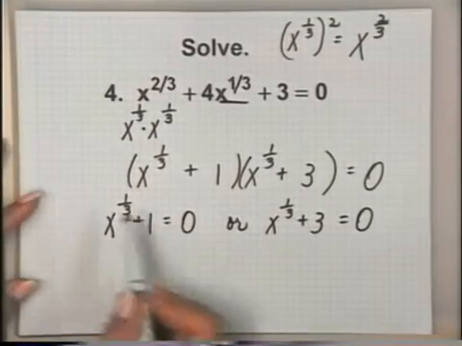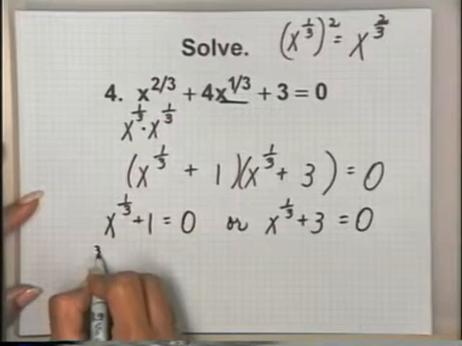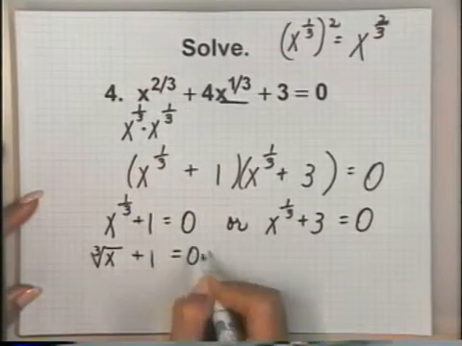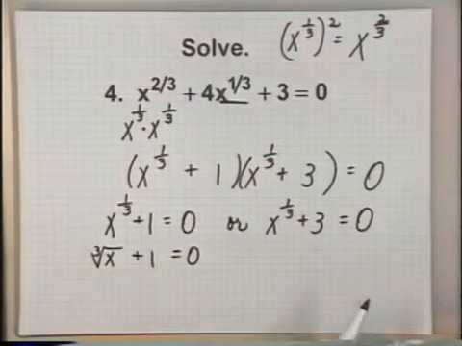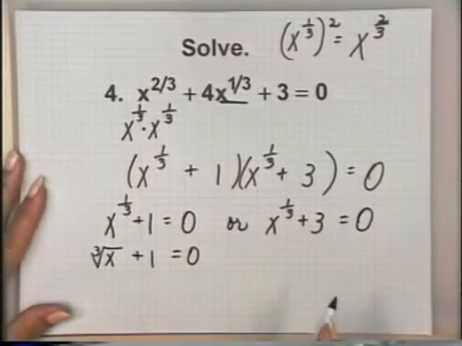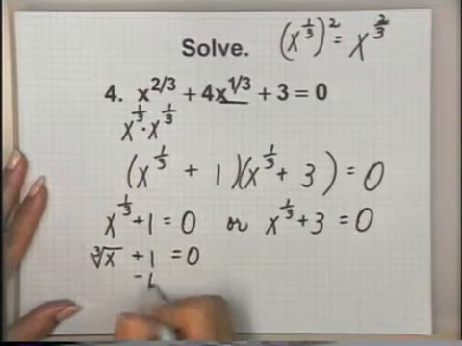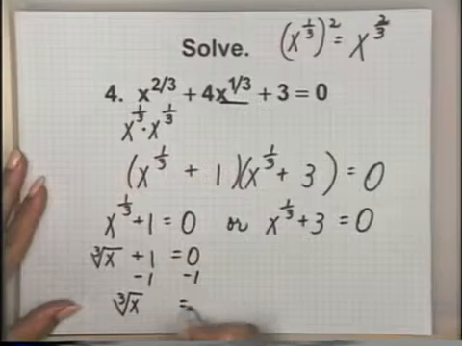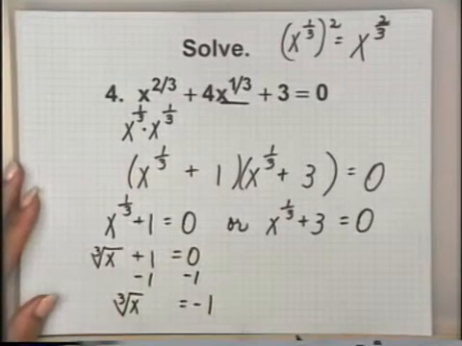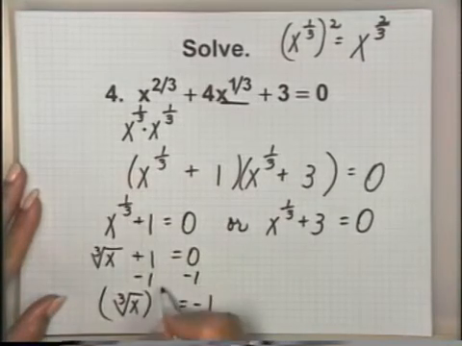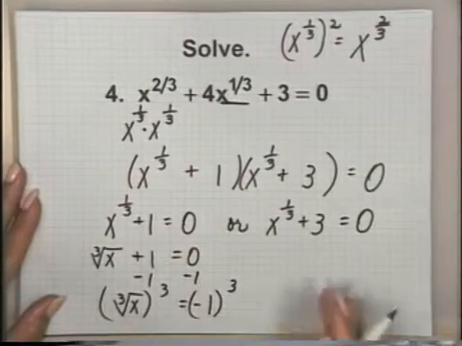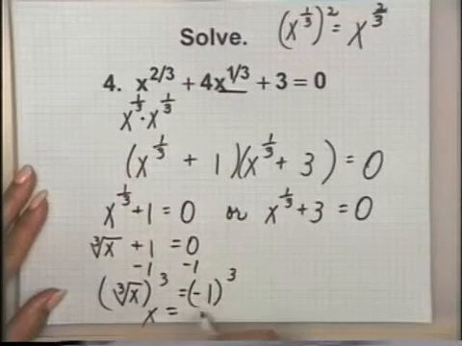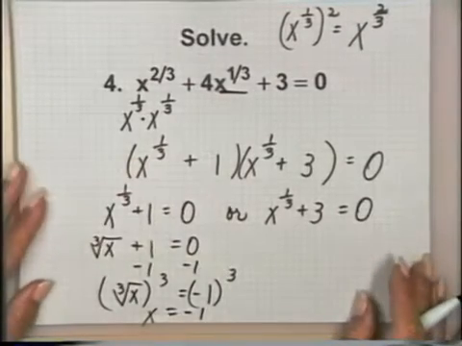And then let's solve. Let's remember that x to the 1/3 means the cube root of x. Once again, we need to eliminate this radical, and to do so, we want to isolate the radical term. Let's subtract 1. And now let's cube both sides. Of course, the cube root of x cubed is x, and negative 1 cubed is negative 1.